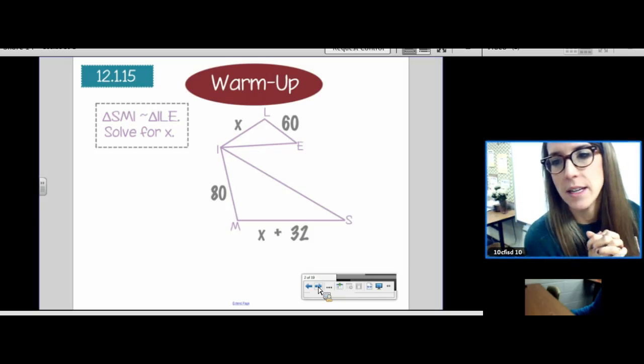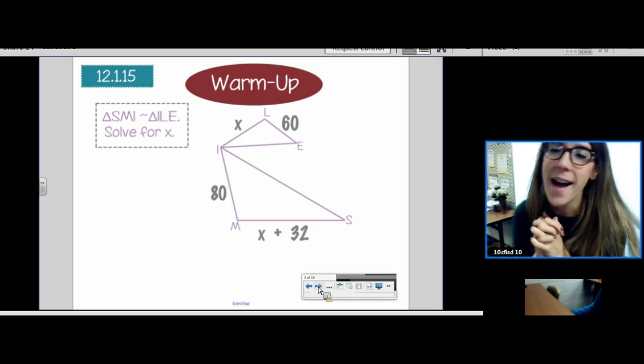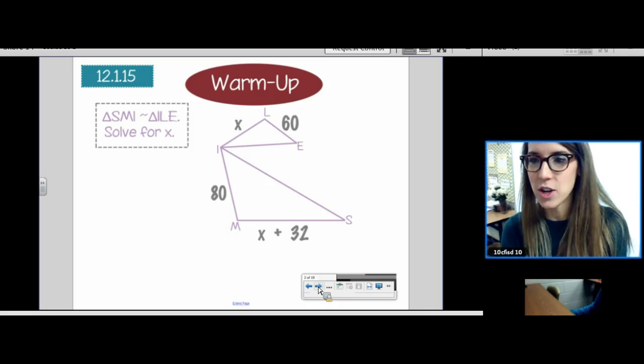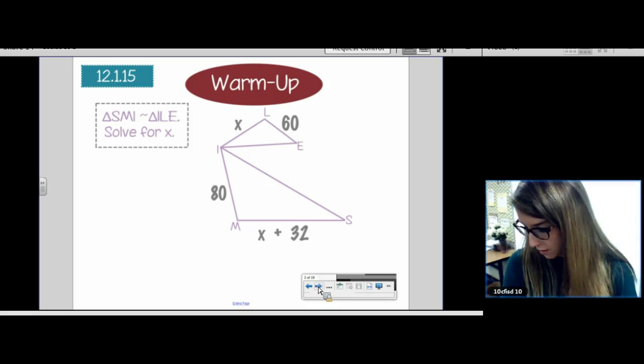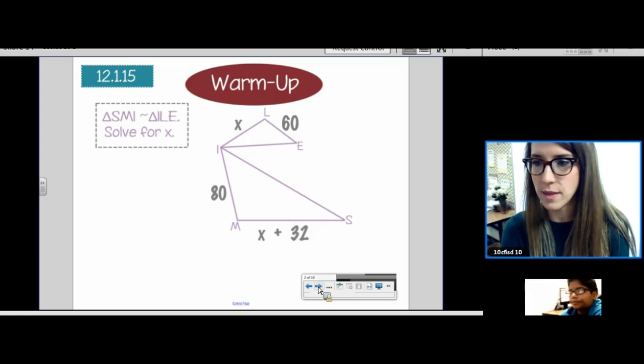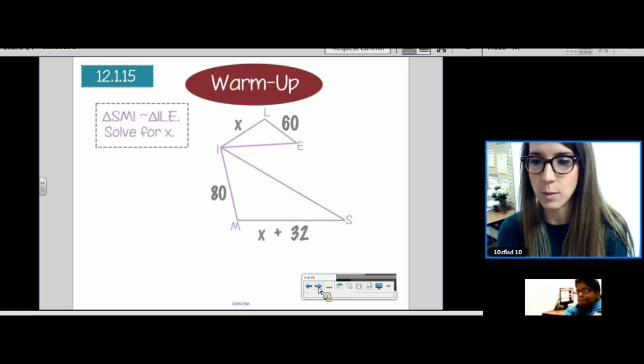So what does it say up there? It says, I tried to spell smile. Triangle SMI is similar to triangle ILE. Solve for x. So the only thing you really have to be aware of on a problem like this is making sure you match up the corresponding sides correctly.